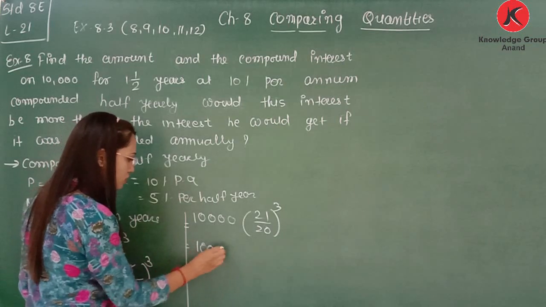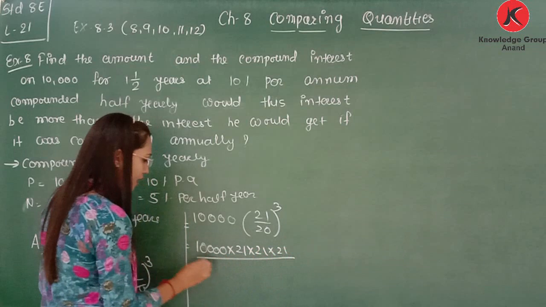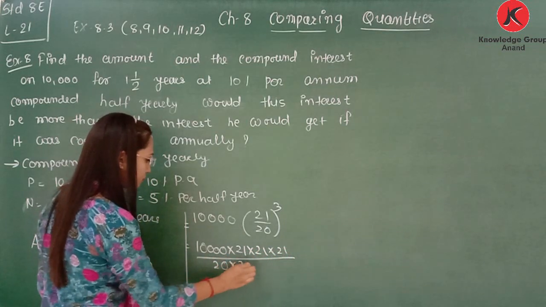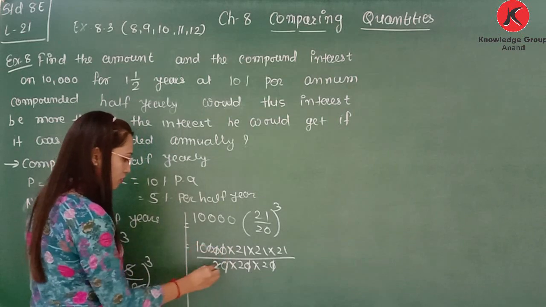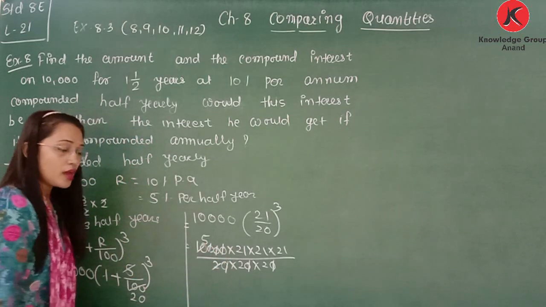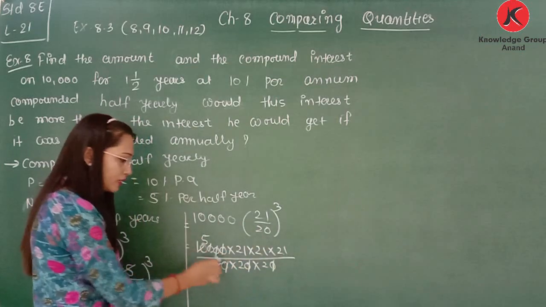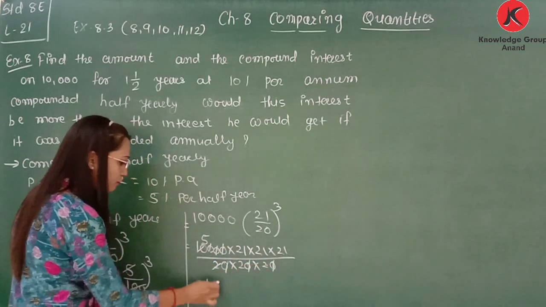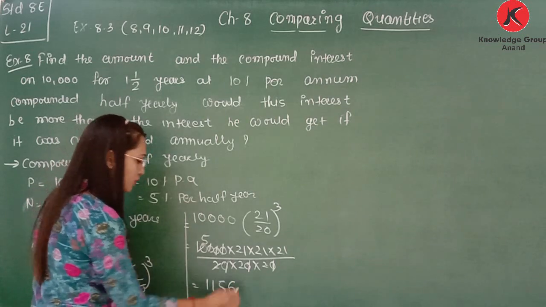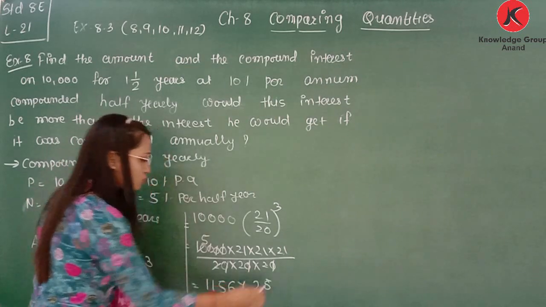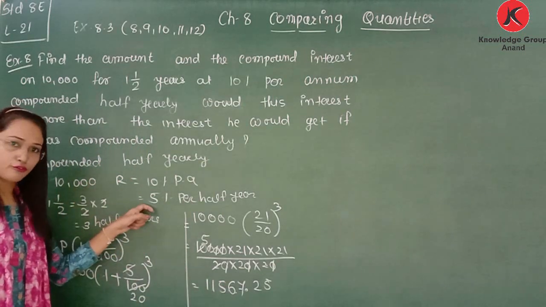So 10,000 multiplied by 21 three times, divided by 20 three times. Here the zeros will be cancelled out. If you multiply 21, 21, 21 and 5 and divide it by 4, you will get 11,576.25. So this is the amount after 3 half years.